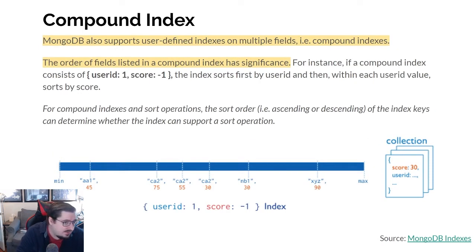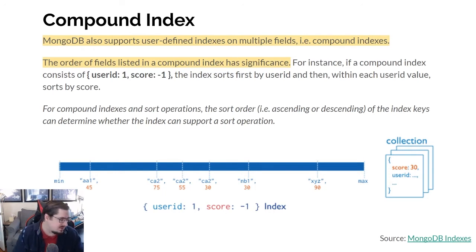You can also create compound indexes. Compound indexes are over multiple columns. So for instance, here we're creating an index over the user ID and the score. You'll notice this particular index is ascending order on the ID and then descending order on the score. In this case, the order actually does matter quite a bit, because it can only use it to sort if you're specifically using that order. So if I sort by user ID ascending and then score descending, it can use this index.